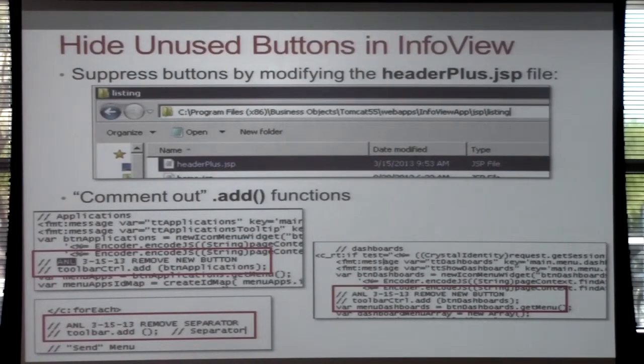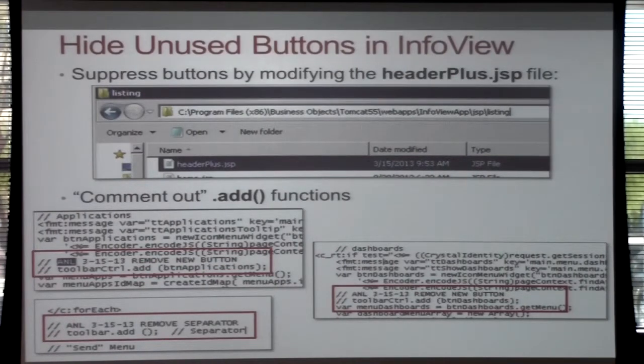So there's a file called headerPlus.jsp, and it's located in that directory right there, under Tomcat, Web Apps, InfoView App, JSP, and Listing. That's where you'll find a file called headerPlus.jsp. And it defines a lot of the structure and functionality and what's displayed in that InfoView header. So again, what I did here was I first made a backup of that file. Then I opened it up.